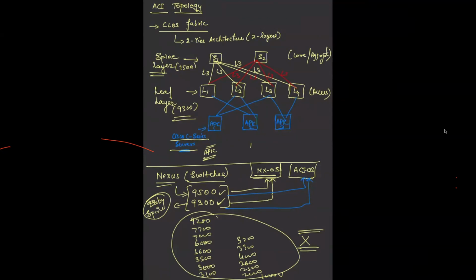Again, guys, there is no hard requirement that every leaf you need to connect to the epic. Right now I made only 4 leaves, but if I'm having a 5th leaf as well, then I don't need to put it, right? I can connect it. So the requirement is you need to connect your leaf with the spine, not with the epics.